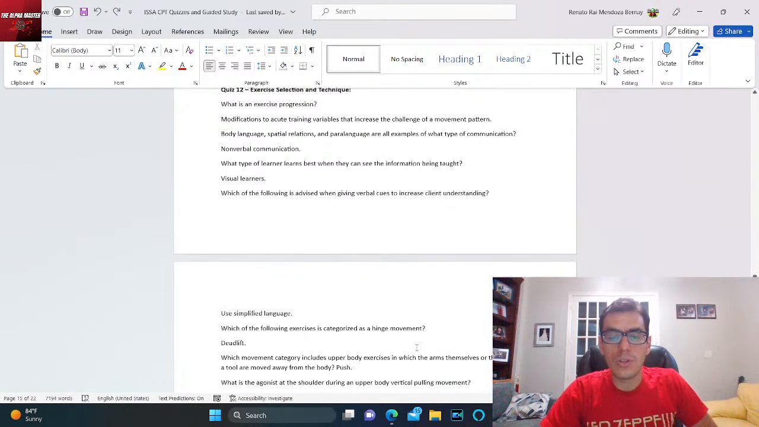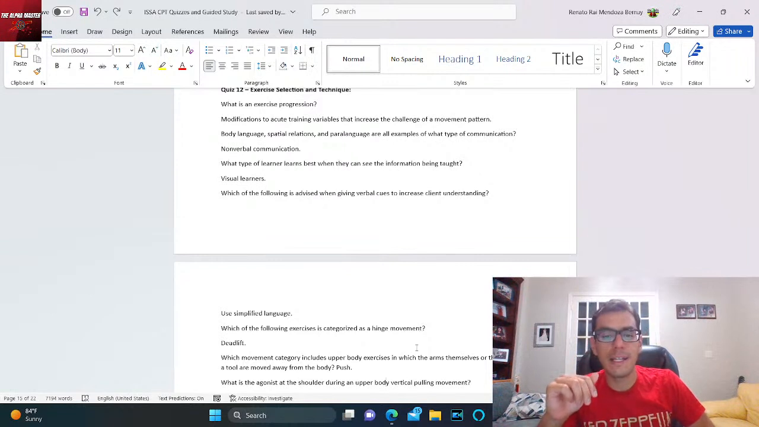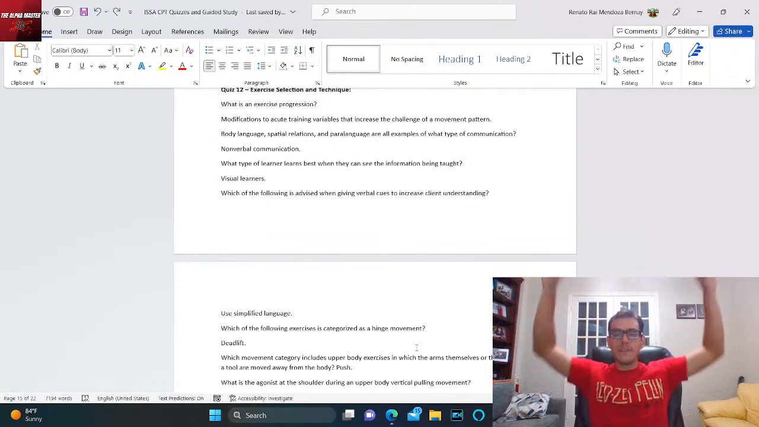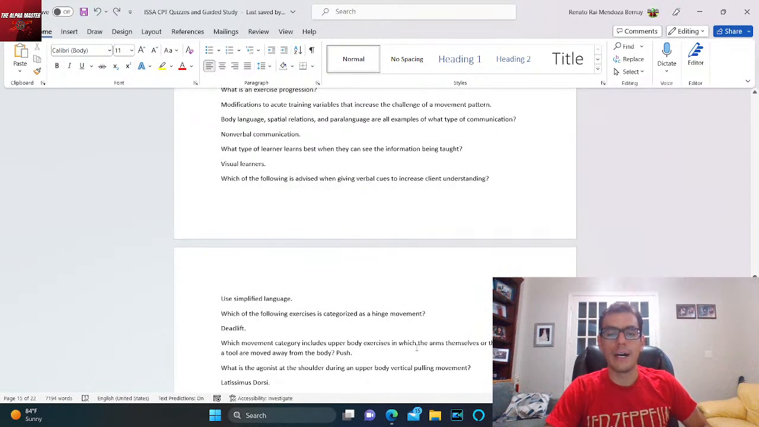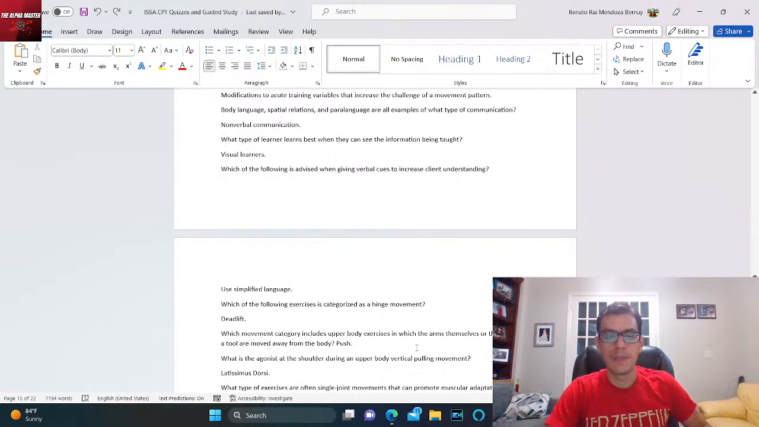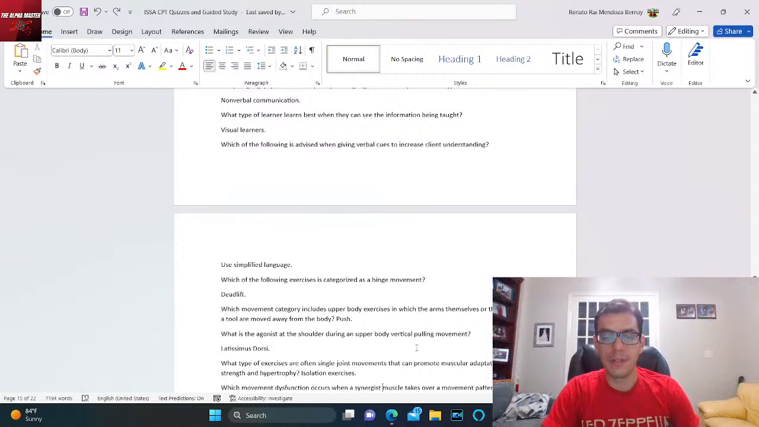What is the agonist at the shoulder during an upper body vertical pulling movement? The agonist at the shoulder during an upper body vertical pulling movement is going to be the latissimus dorsi. What type of exercises are often single joint movements that can promote muscular adaptations like strength and hypertrophy? It's going to be isolation exercises.